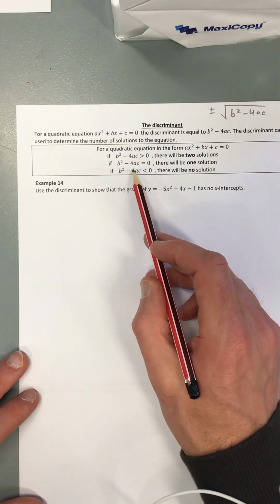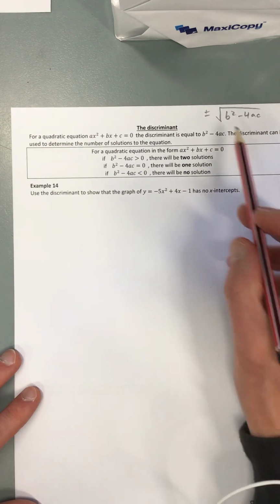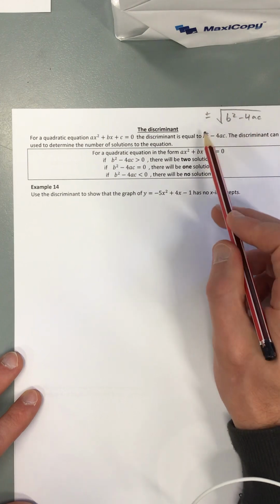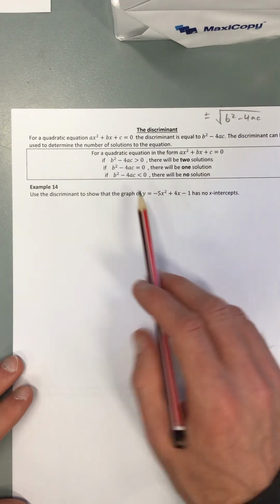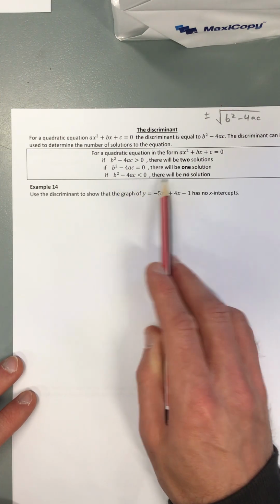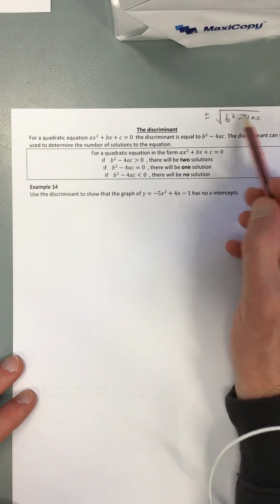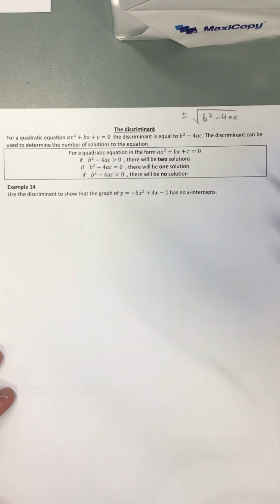If b squared minus 4ac equals 0, then there'll just be one solution, because this part of the quadratic formula will just be doing plus or minus 0, and adding 0 is the same as subtracting 0. If the discriminant b squared minus 4ac is less than 0, there's going to be no solution, because you can't take the square root of a negative number. So any time the discriminant is less than 0, there'll be no solution.